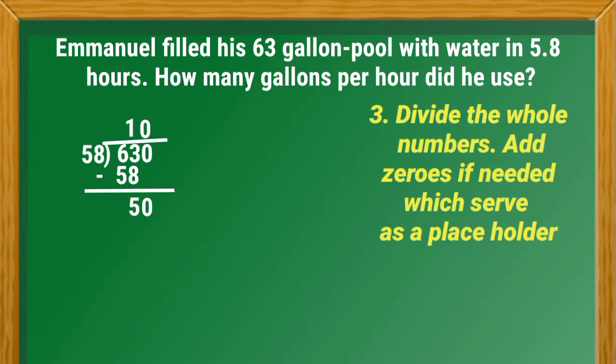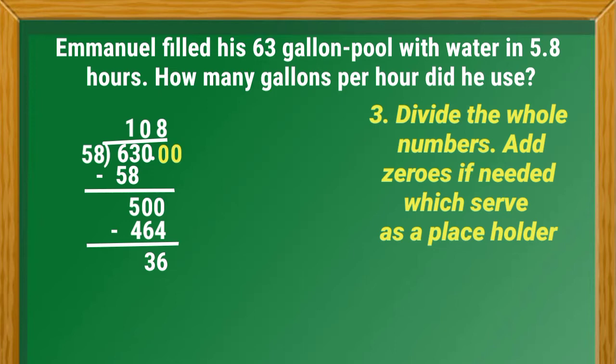What will you do here? We are going to bring down the digit next to 0, but we don't have any digit to bring down. What will you do here? You are going to put a decimal point and add 0 as a placeholder and then bring down. So 50 will become 500. 500 divided by 58 is 8. 8 times 58 is 464. 500 minus 464 is 36.